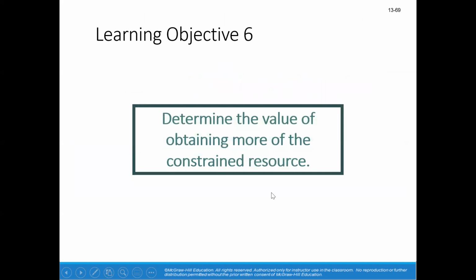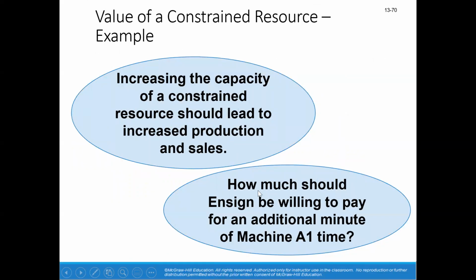Determine the value of obtaining more of the constrained resource. Increasing the capacity of a constrained resource may lead to increased production and sales. But how much would Ensign be willing to pay for an additional minute of machine A1 time?